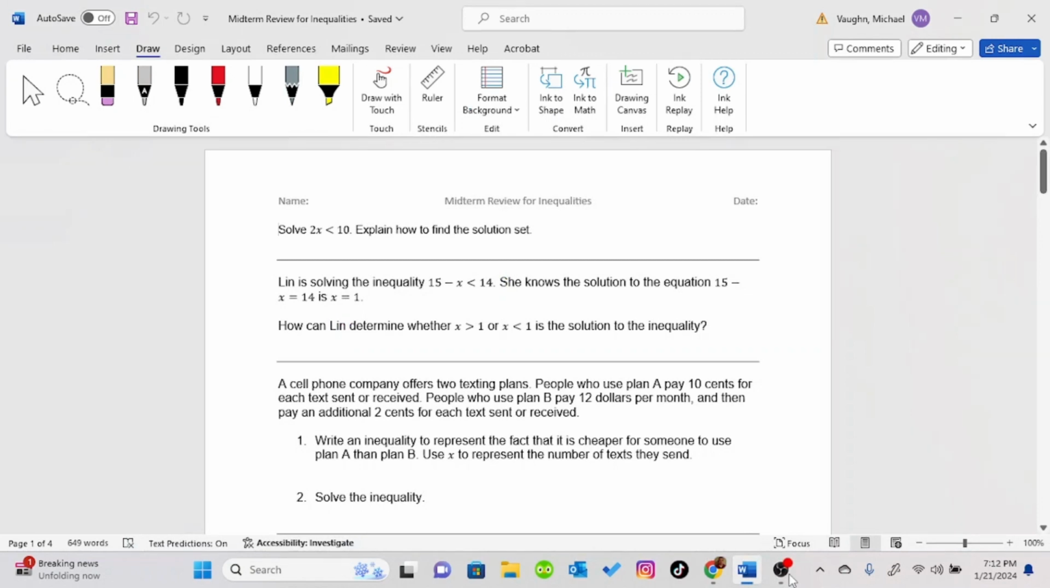Today, we will go over review problems for the inequality portion of the midterm test.